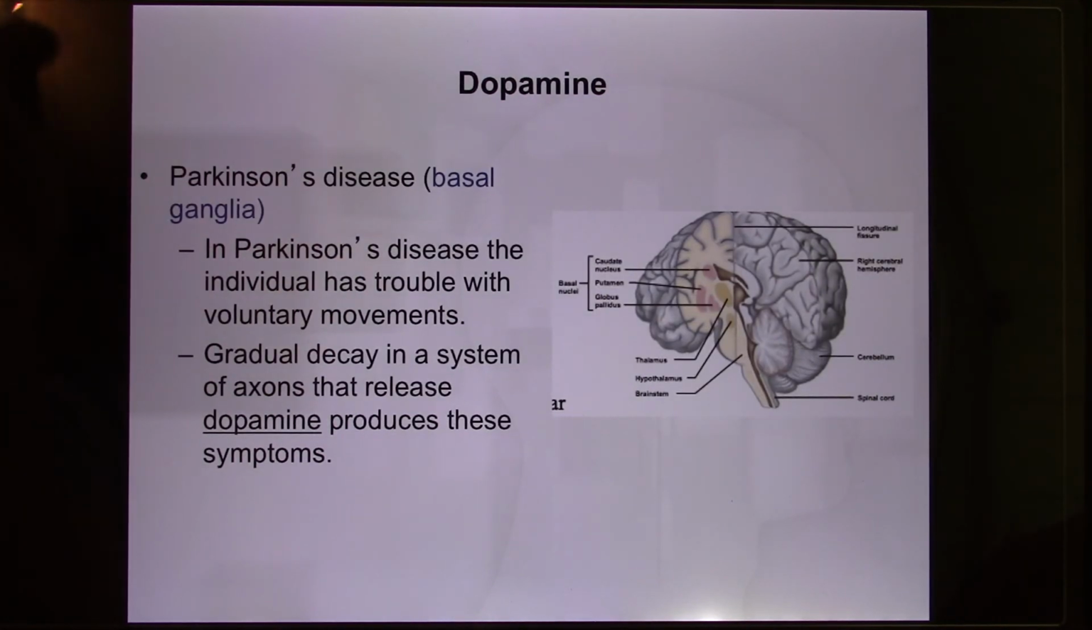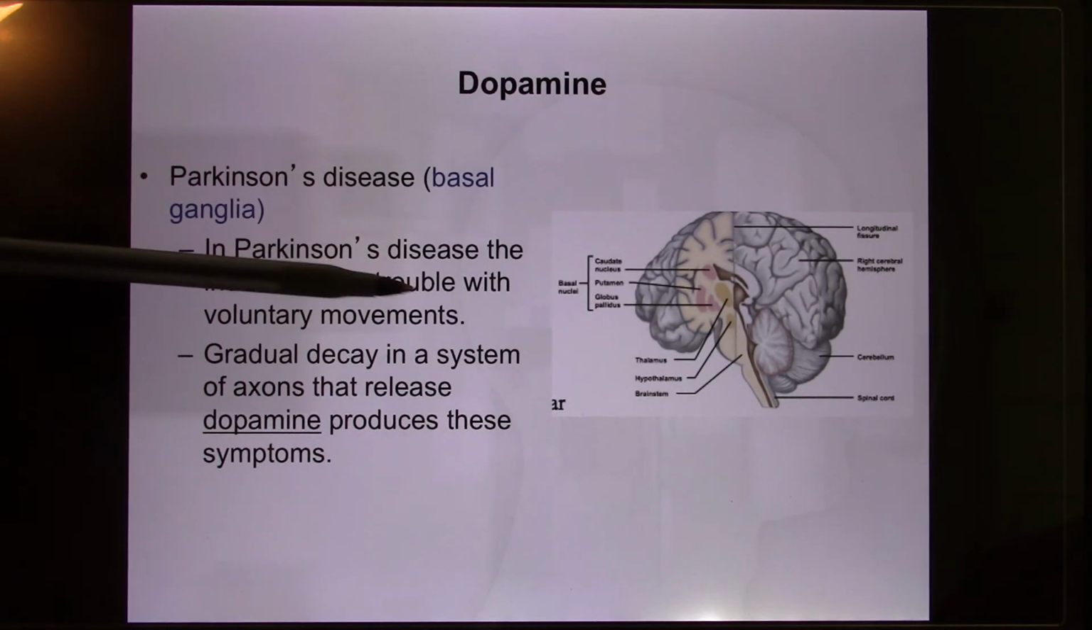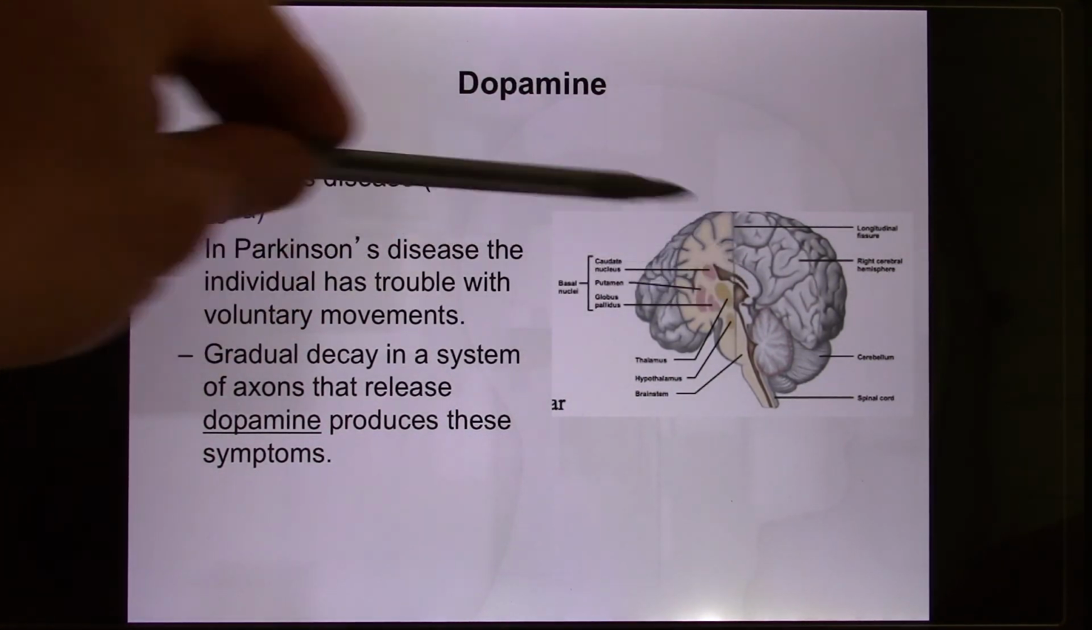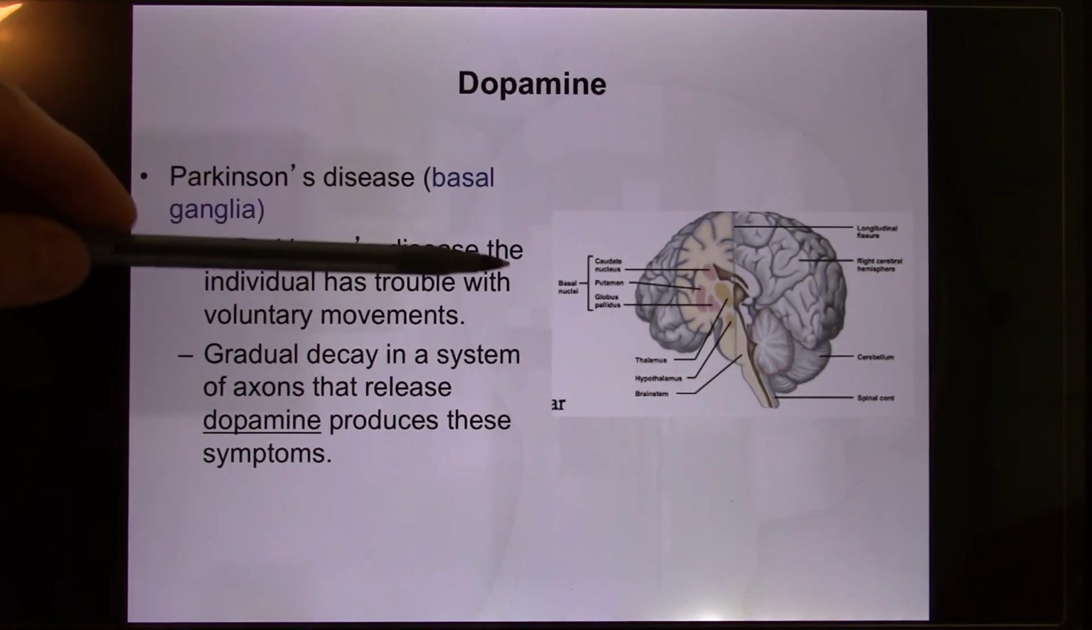Next one, dopamine. So we talk about dopamine associated with your reward. And when we talk about addiction, we'll talk about dopamine again, and some drugs associated with dopamine. And here, let's look at Parkinson's disease. Parkinson's disease is neuronal damage. It happens in a deep brain area called the basal nuclei. The old books called it the basal ganglia.